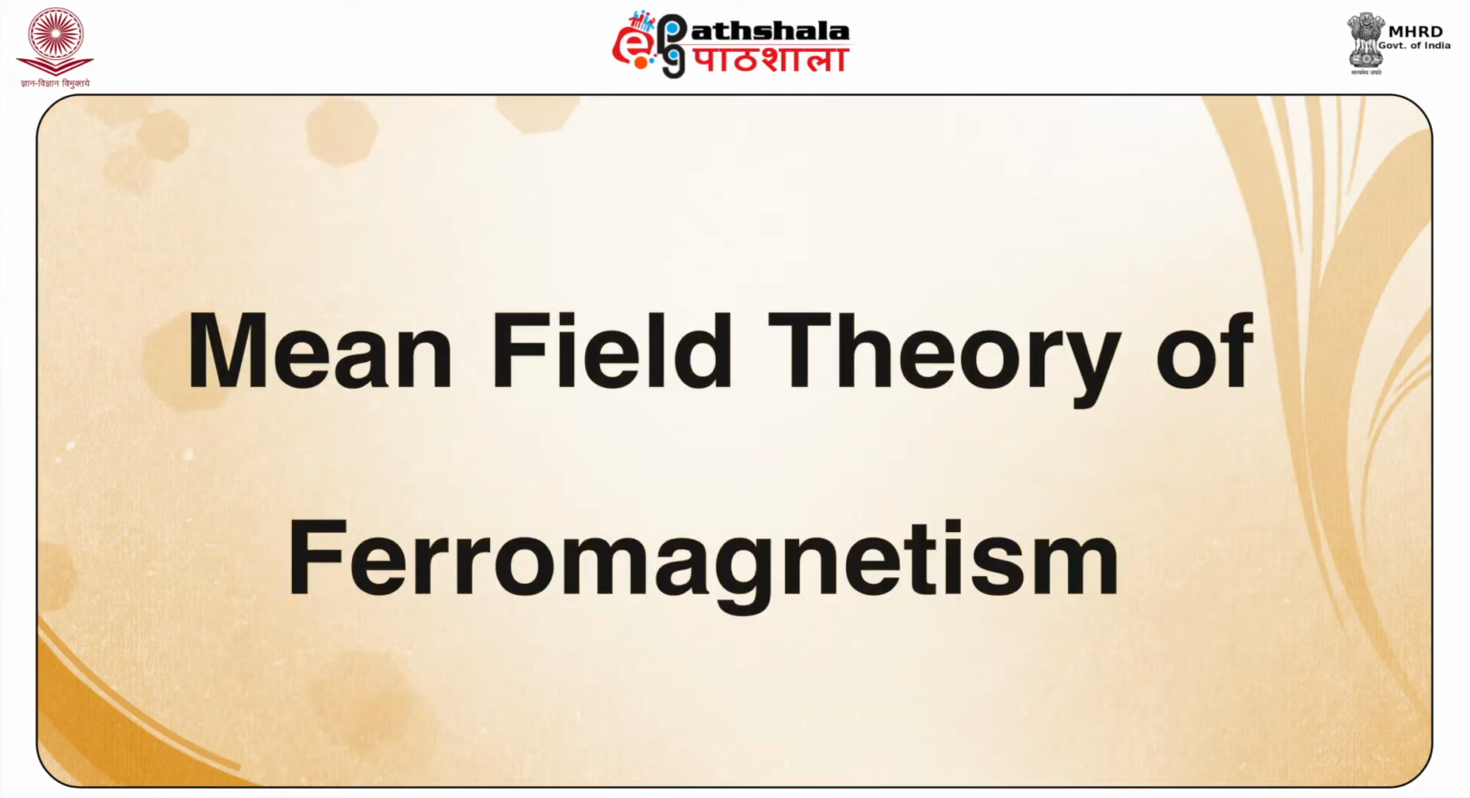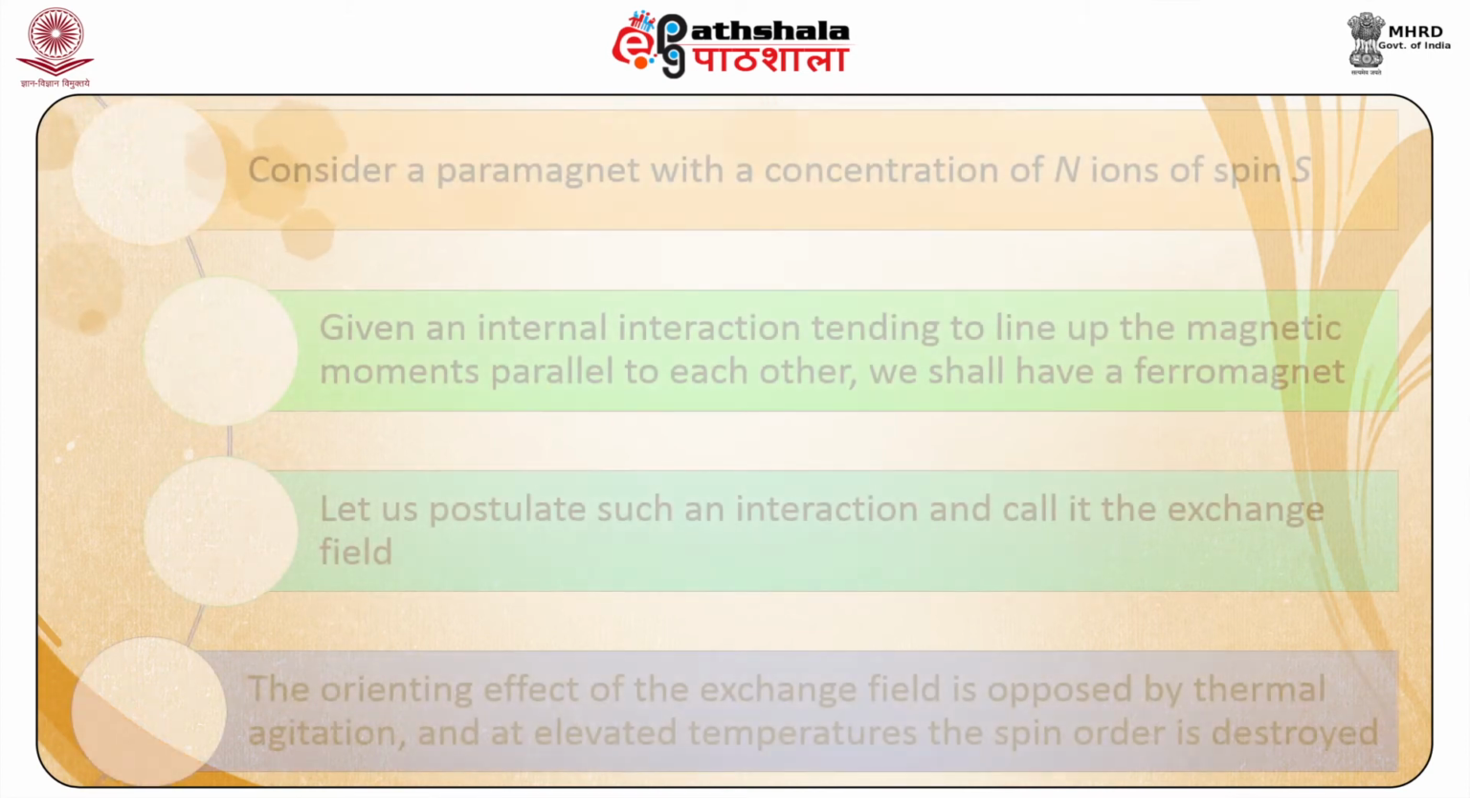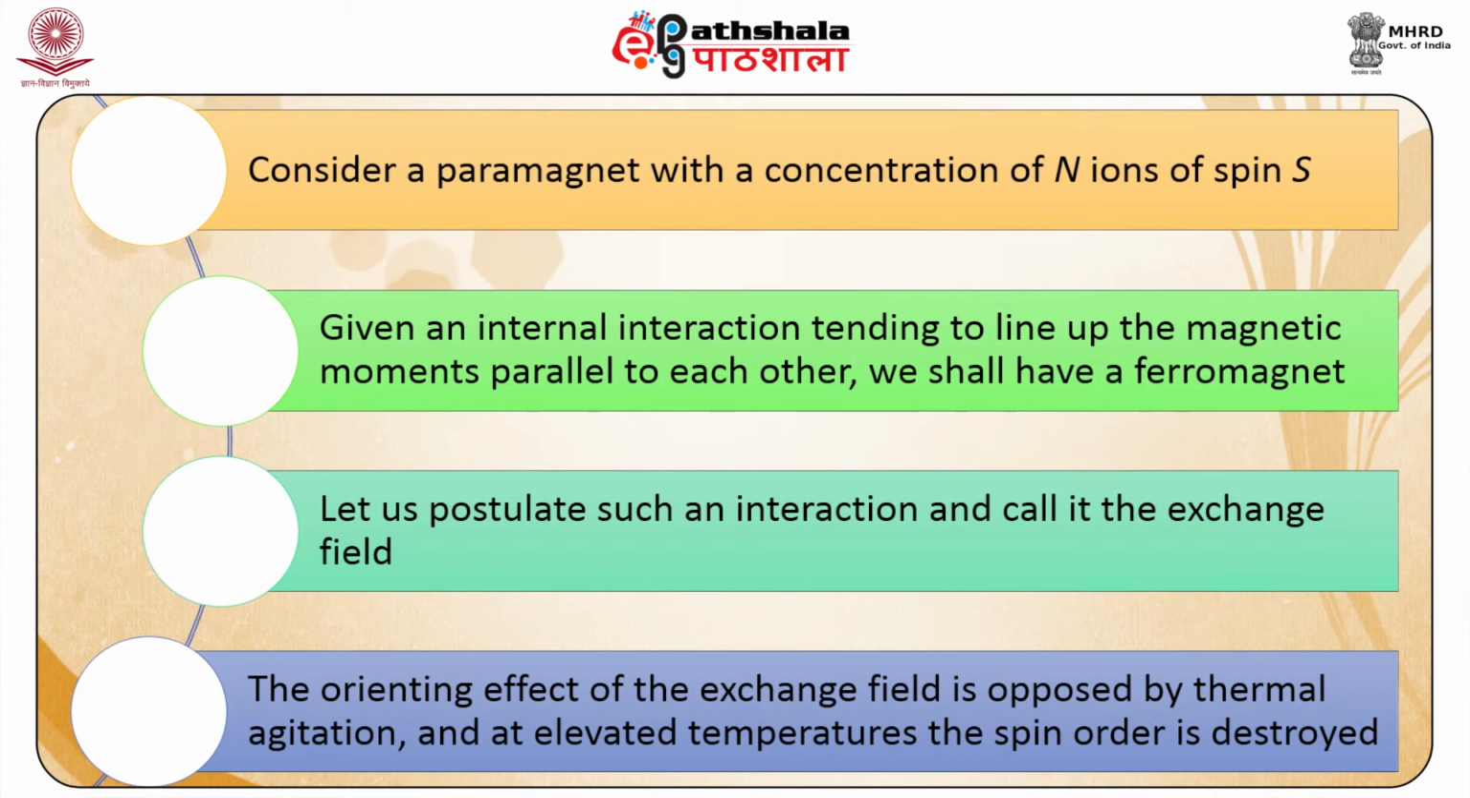Mean field theory of ferromagnetism. Consider a paramagnet with a concentration of n ions of spin s. Given an internal interaction tending to line up the magnetic moments parallel to each other, we shall have a ferromagnet. Let us postulate such an interaction and call it the exchange energy.